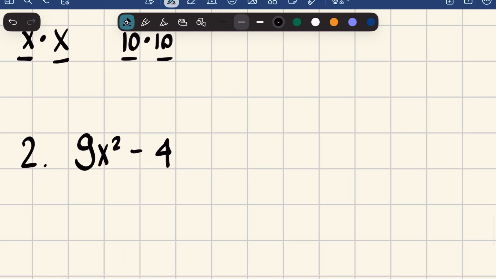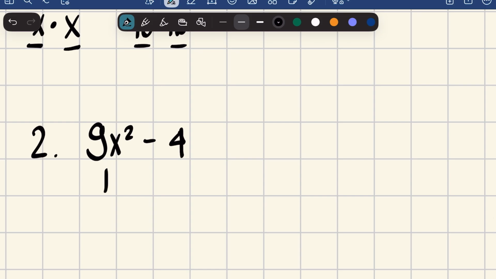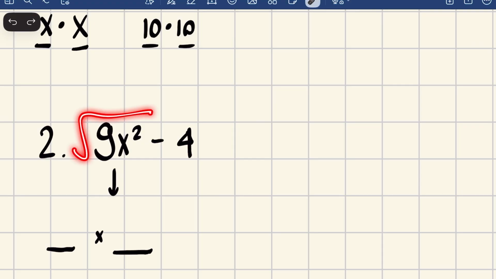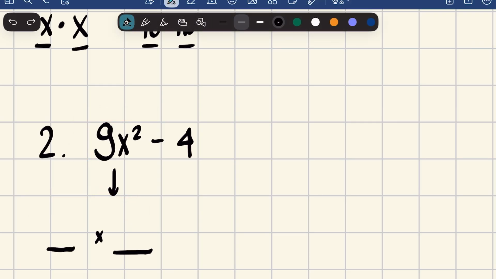9x squared. So again, we need to determine if there are two identical values that when multiplied yield 9x squared. This actually just consists, like I mentioned before, of taking the square root of this value. So if we take the square root of 9x squared, we get 3x times 3x, meaning 9x squared is therefore a perfect square. If we do the same thing for 4, we get 2 times 2. So 4 is therefore a perfect square.